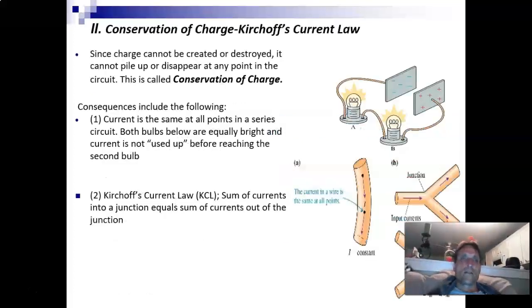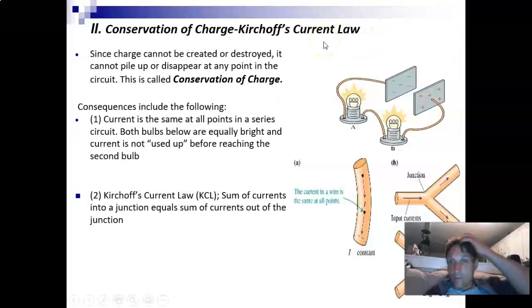So now that we have that, the next thing we're going to get into is what's called Kirchhoff's current law, or conservation of charge. And this forms one of the building blocks that we're going to use to analyze circuits in the next chapter.